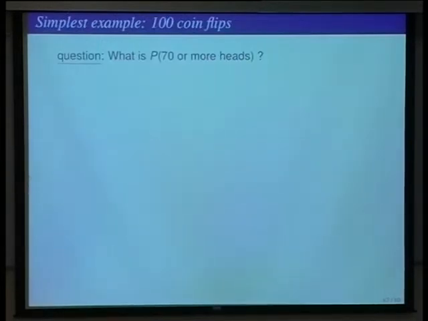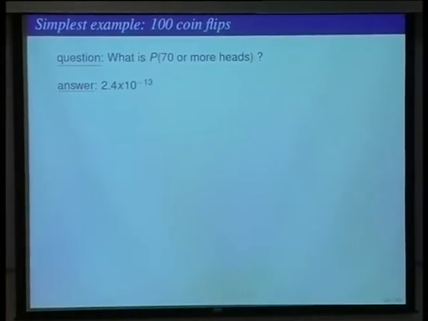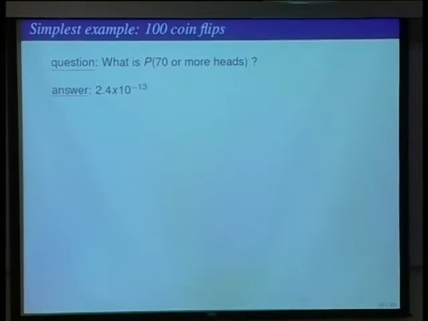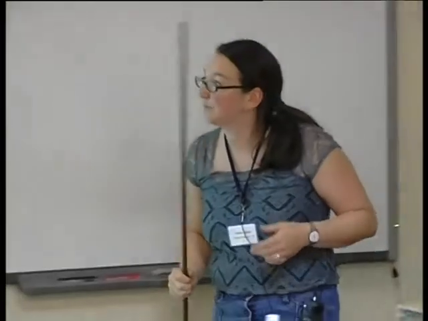So how do you pick f tilde? This is the simplest example. Say you want to flip 100 coins, and you want to know the probability of getting 70 or more heads. Again, this is a problem we can do by hand. If you've taken a probability class, at least set up what this is. At least write down the expression. Evaluating the expression is harder than writing it down, but for homework, you should write down the expression that would give you that for this problem.